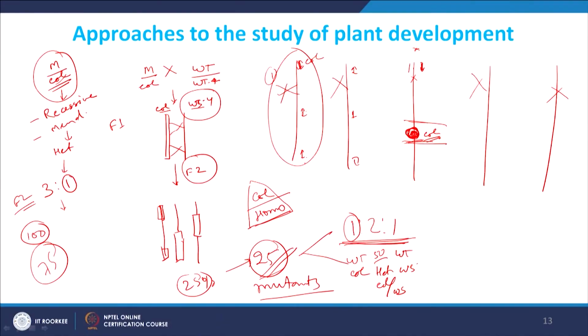But once you start moving closer, this is called chromosome walking. If you check for a marker here, you might still get 1:2:1 segregation for this marker in these 25 plants.